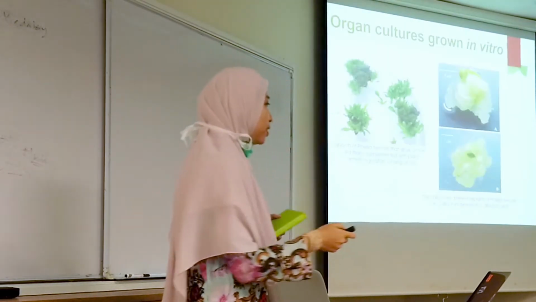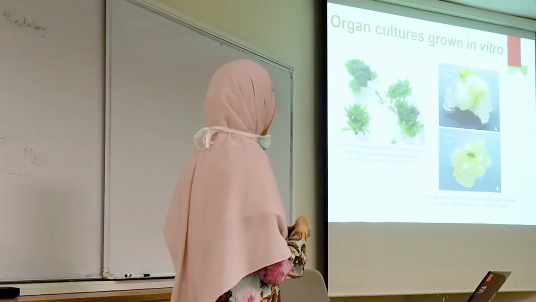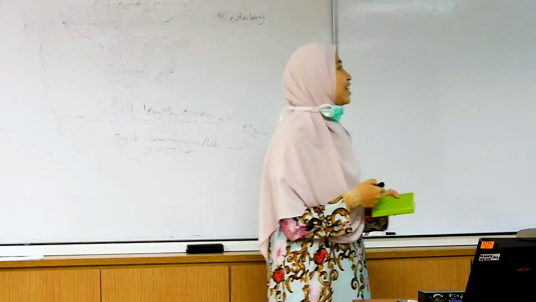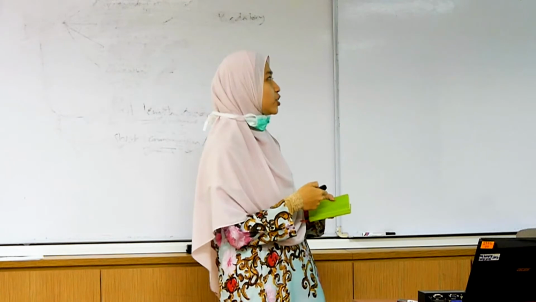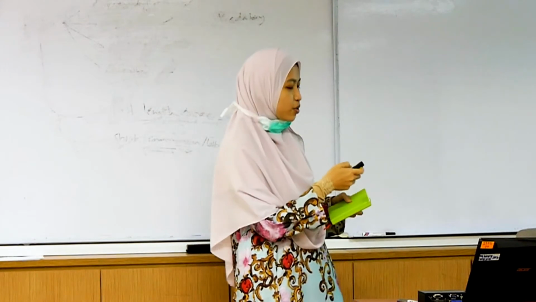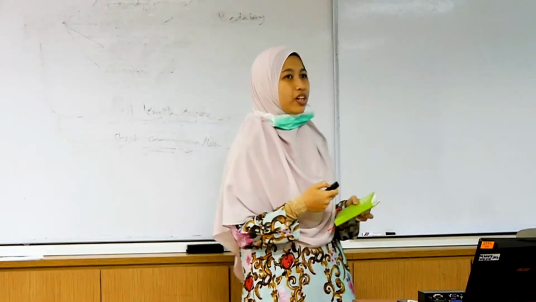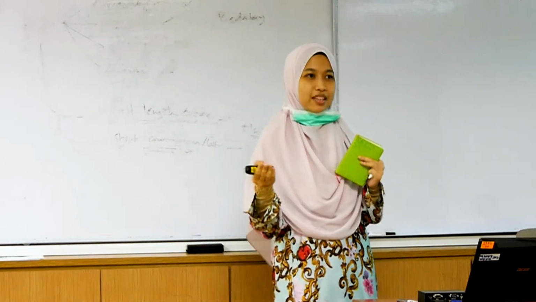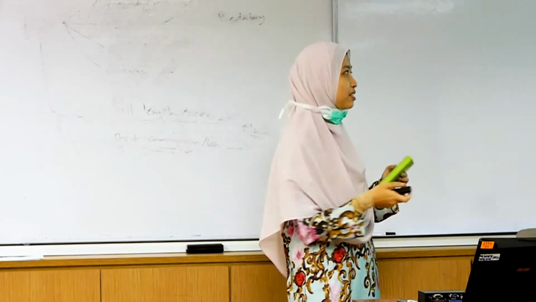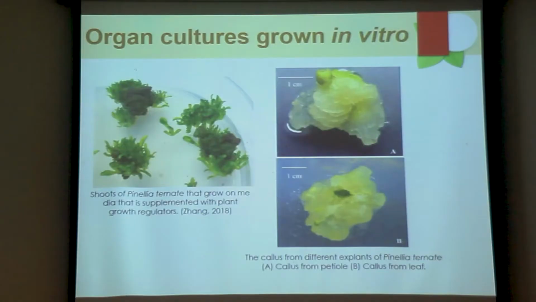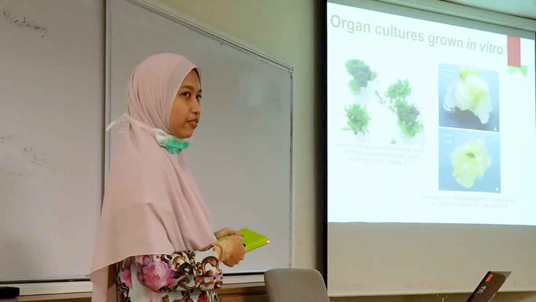What do you think these are? Actually, these are root cultures. So how can we get this kind of result? It is when PGR, plant growth regulators, are supplemented in the MS media, as told by Dr. Azman. And this one is callus, the first one is callus produced from petiole, and B is callus too, but produced from the leaf.